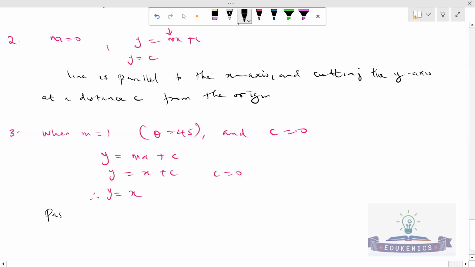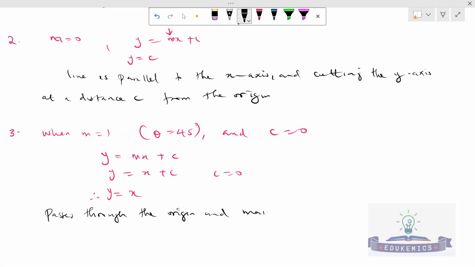So the line passes through the origin and makes an angle of 45 degrees with the x-axis.